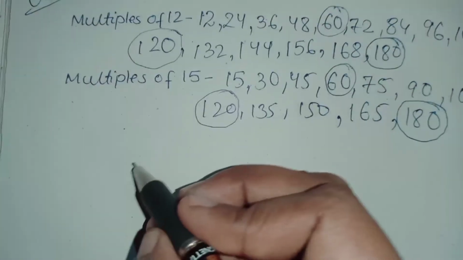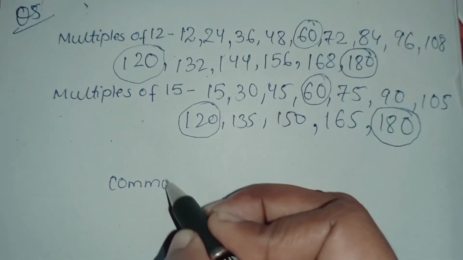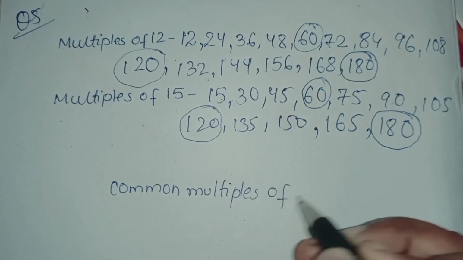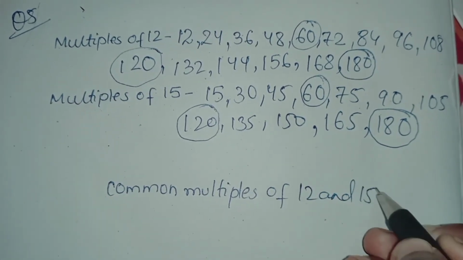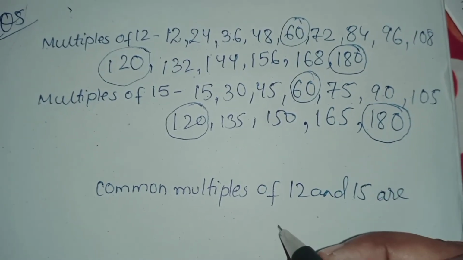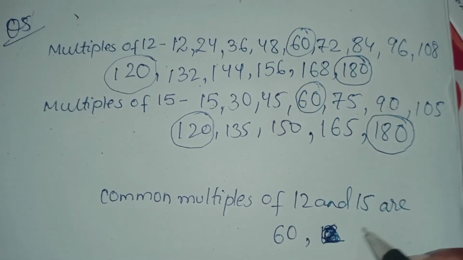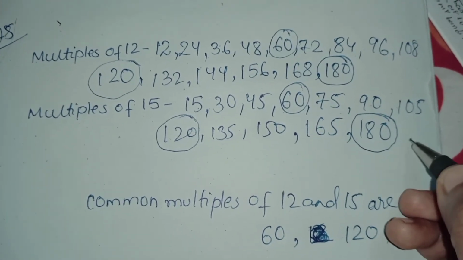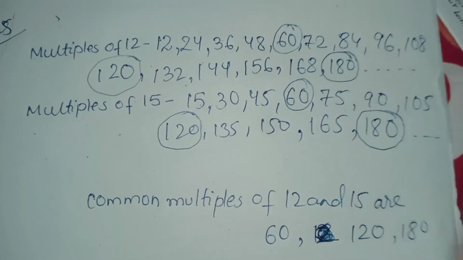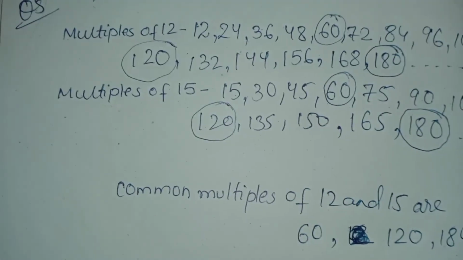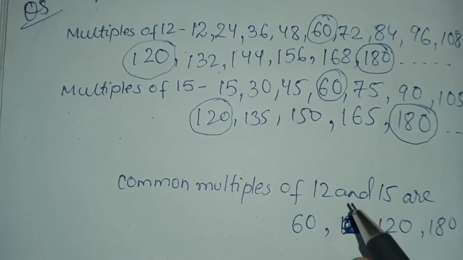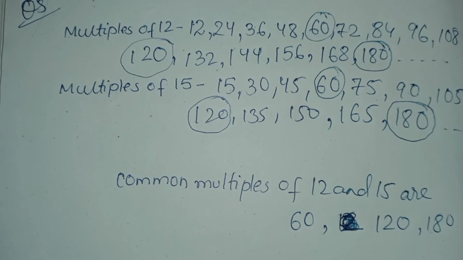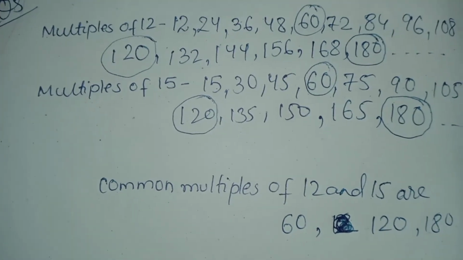So what are the common multiples of 12 and 15? They are 60, 120, and 180. There are so many multiples, and there is no ending for multiples. So the common multiples of 12 and 15 are 60, 120, 180.